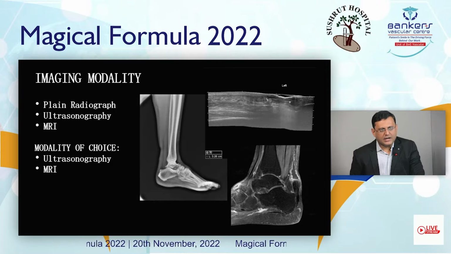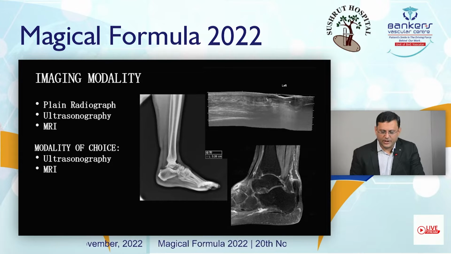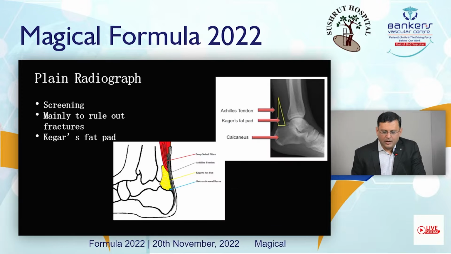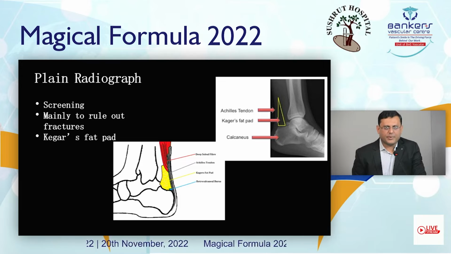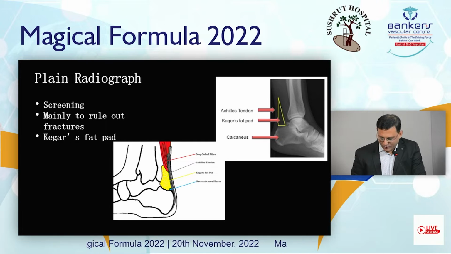What are the imaging modalities? Just like any MSK part, we have plain radiographs, ultrasound, and MRI. CT again has a very limited role, but the modality of choice is ultrasound or MR, and we need to decide which modality to use on a case to case basis. Plain radiograph is mainly a screening tool to look for any underlying bony pathologies like a fracture, or to see for osteophytes or some calcification in the tendon. We can see some indirect evidence of the Kager's fat pad, but otherwise the overall value of plain radiograph is limited.